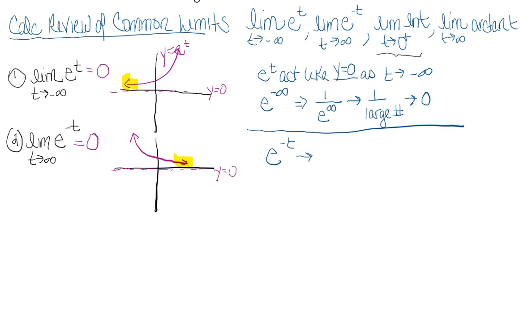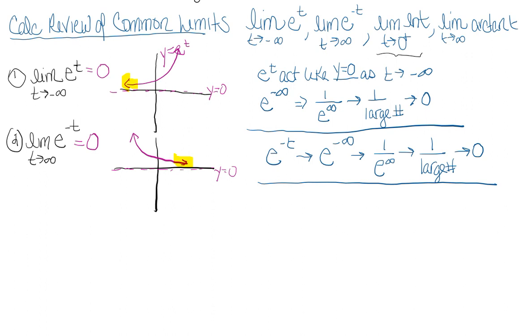So e to the negative t will be e to the, again, we don't normally write that, but as t goes to infinity, which is 1 over e to positive infinity, which is 1 over a large number, and any number over a very large number, as that number gets bigger and bigger and bigger, it'll approach the value 0. So that is the algebraic interpretation.